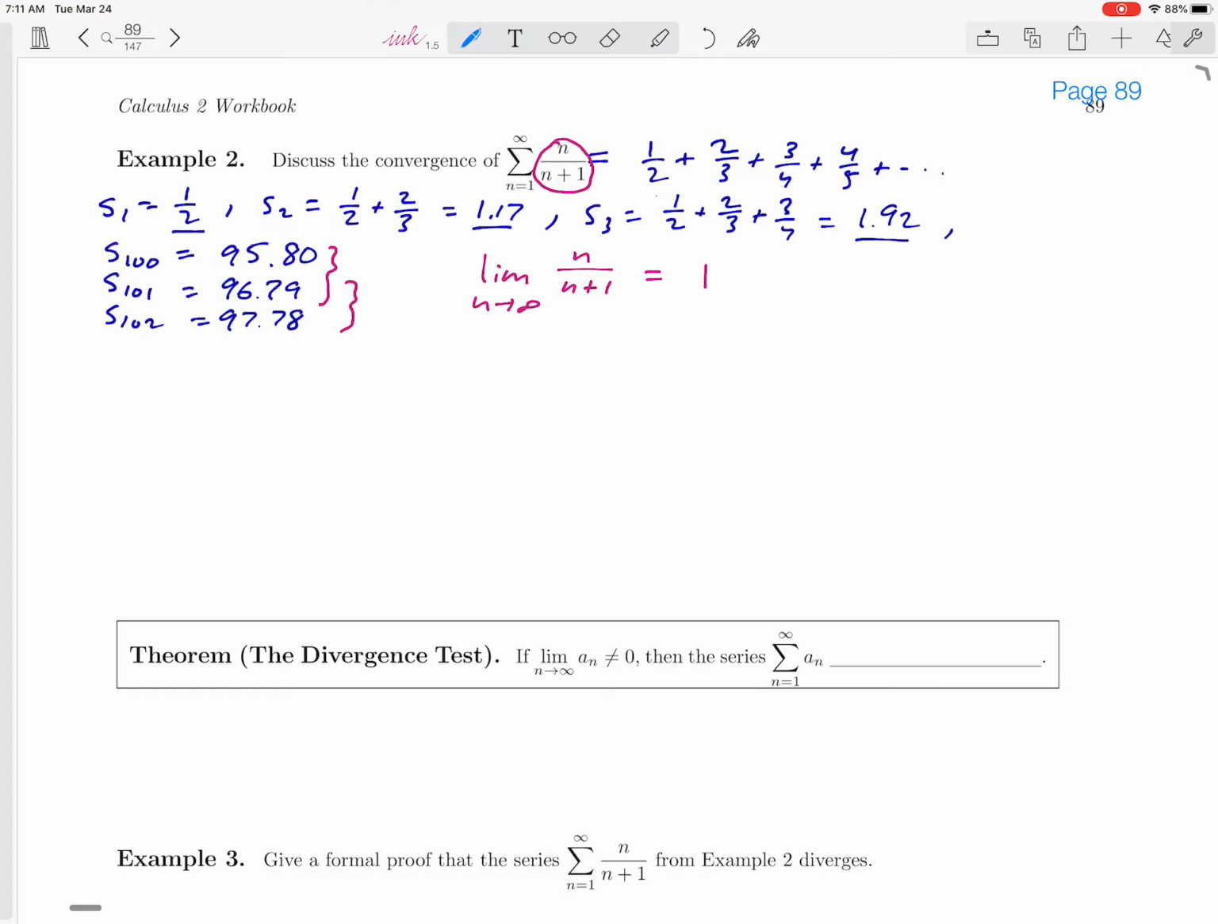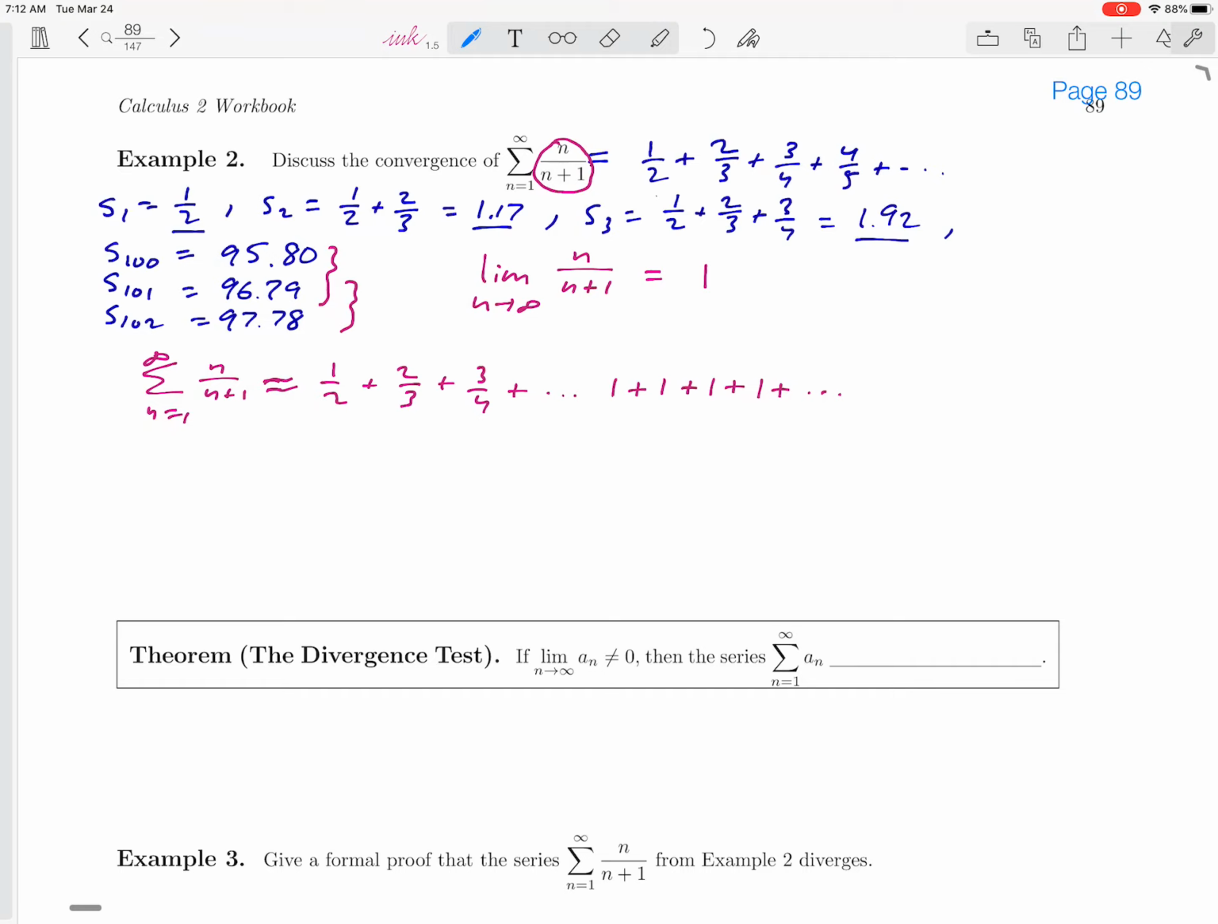Okay, so I want to do just a little side experiment here. Let's go back to the series that we started with. We already showed what the first few terms look like. But what that limit above tells us is that if we go out far enough in our series, the terms that we add are going to approximately be 1. Not exactly, but very close to 1.